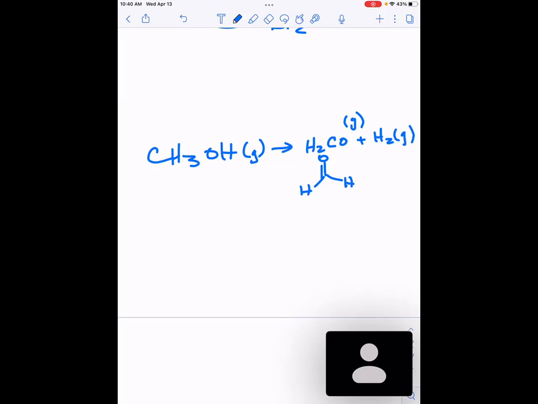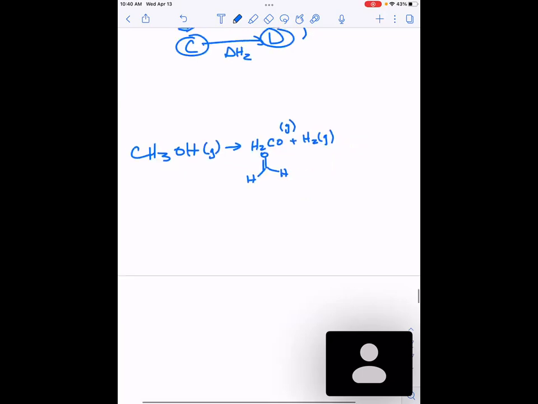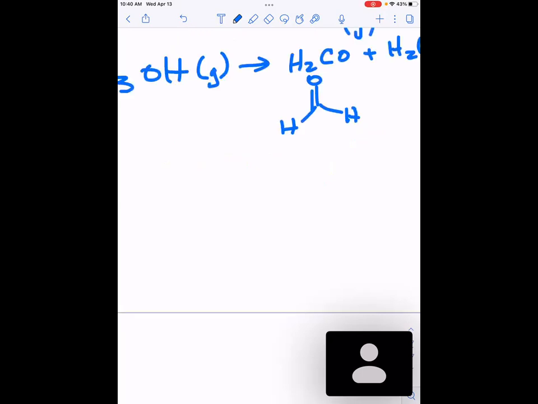Anyway, so this is the reaction, and what we want to find out is what the delta H is. You could actually do this a couple of ways. You could compute it using computational chemistry, but you could also do it by performing certain experiments that give you either the products or the reactants from your initial reaction.